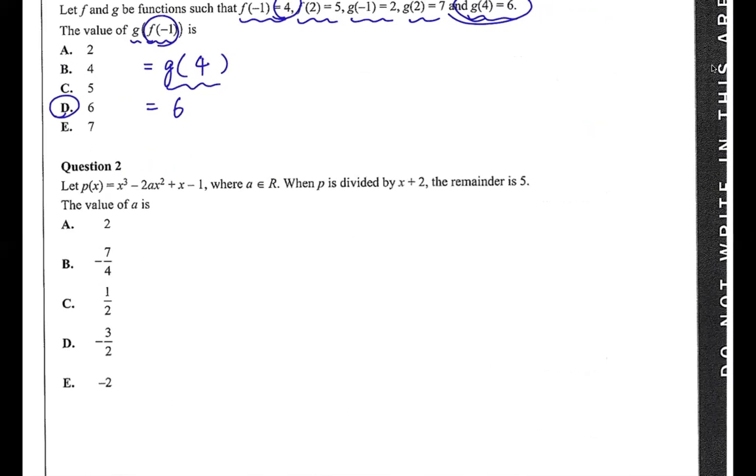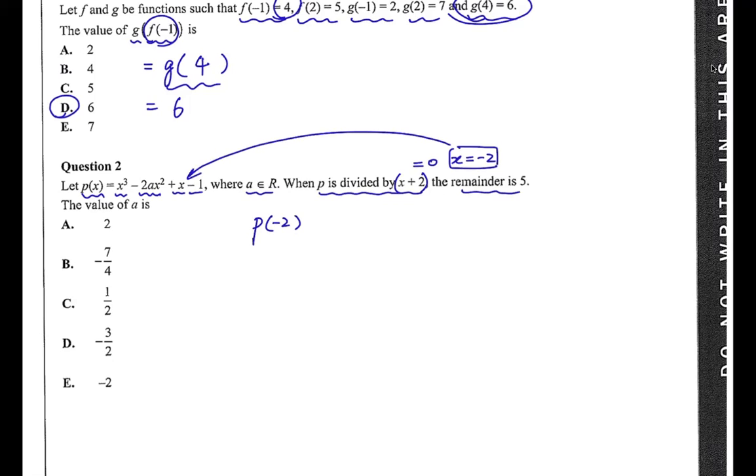Moving on, let p of x be x cubed minus 2ax squared plus x minus 1, and a is a real number. When p is divided by x plus 2, the remainder is 5. Using our Year 11 knowledge, we know the value of polynomial p at x equals minus 2, because you equate this factor to 0, so you get x equals minus 2. Substitute that into the polynomial, it will be 5, which is the remainder theorem, okay?